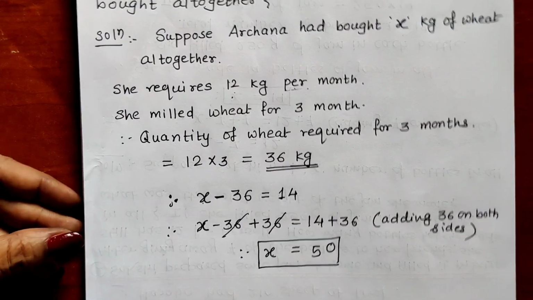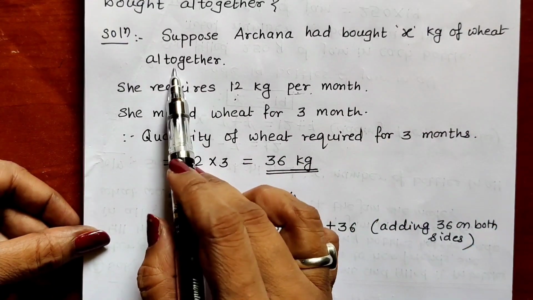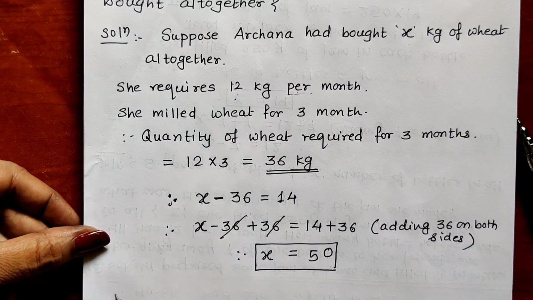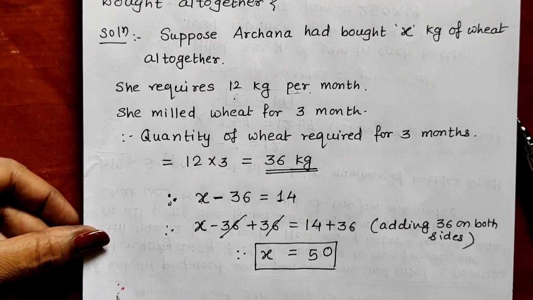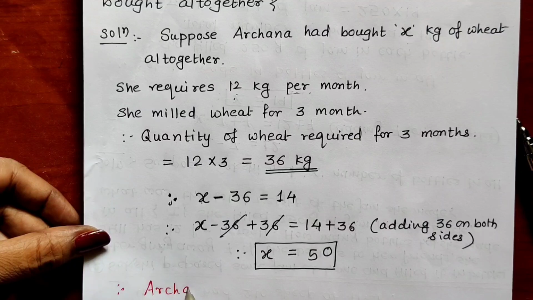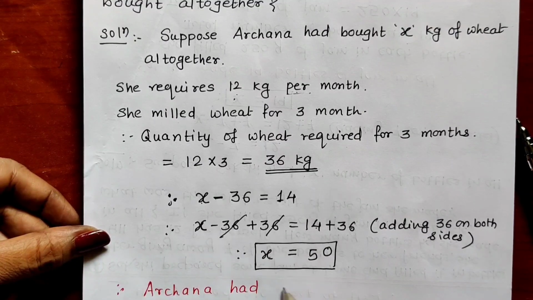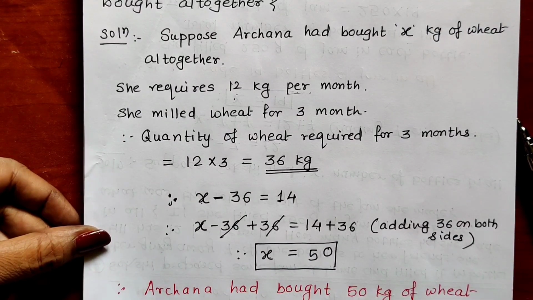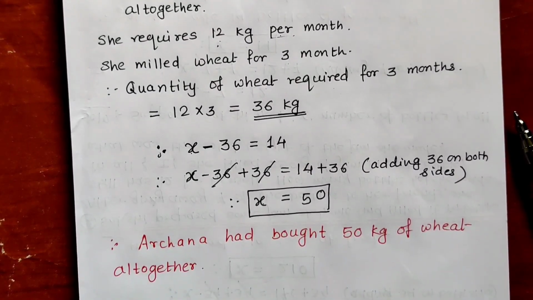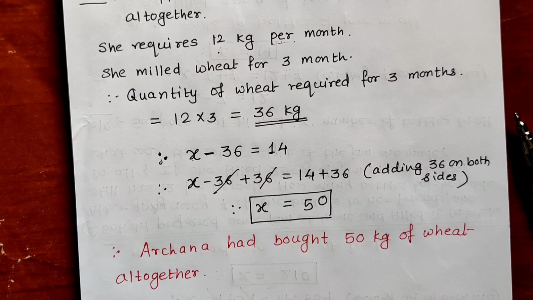X for what we had taken? We had taken X kg for the wheat she had bought all together. So how much wheat had she bought all together? 50 kg. Therefore, Archana had bought 50 kg of wheat all together. So in this way you all have to form the equations, solve the equation and write the answer, write the solution as your answer.